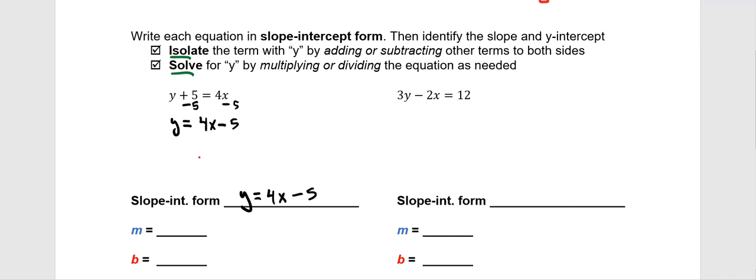So in recognizing that this is in slope-intercept form, we want to remember now that the number that x is multiplied by plays the role of m. So our m in this case, our slope, is 4. And the number that is being added, or in this case subtracted, from the x term is going to play the role of our y-intercept. So the b in this case is -5.